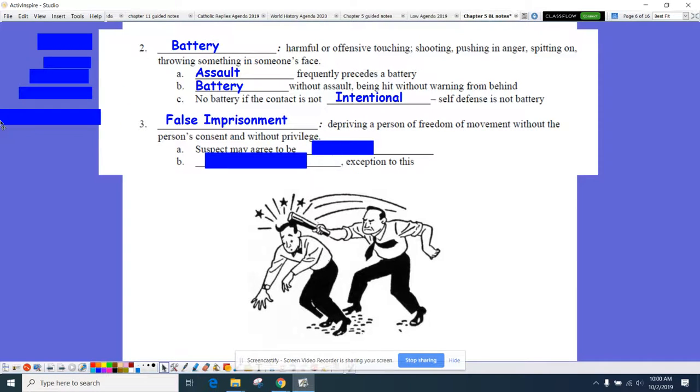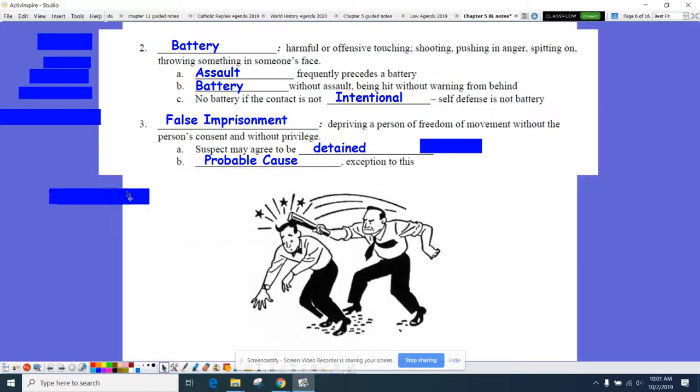Aside from assault and battery, there's false imprisonment. This would be depriving a person of their freedom of movement without the consent of the individual or without some kind of privilege. A suspect at times may agree to be detained, but if they're being detained for reasons that they do not know of, that could possibly come back as false imprisonment. Probable cause is different: if I suspect someone is going to go out and do harm to someone else, and I keep them from doing that, that would not be a case of false imprisonment.